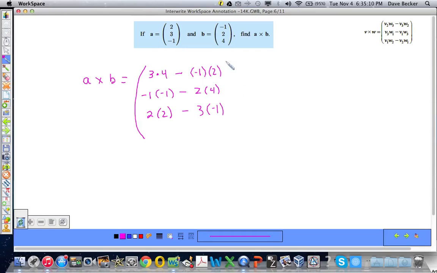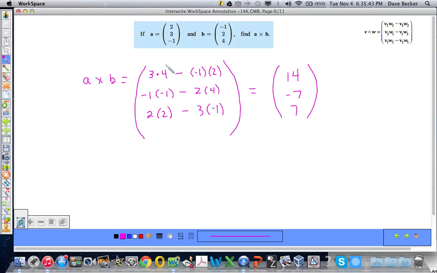So you'll get used to this. You just have to be very careful to start. So this turns into 3 times 4 minus -1 times 2 is equal to 14. -1 times -1 minus 2 times 4 is equal to -7. And 2 times 2 minus 3 times -1 is equal to +7. Okay? So that is our cross product, our first cross product.